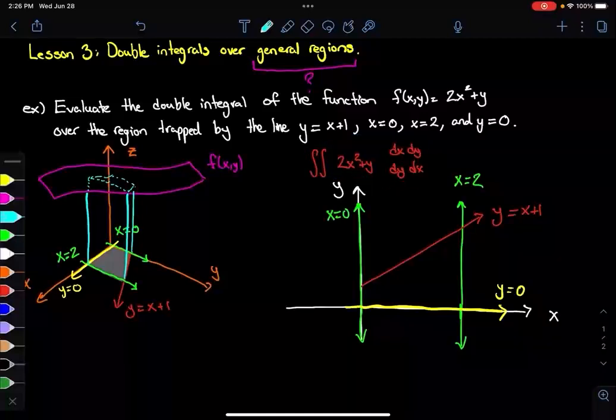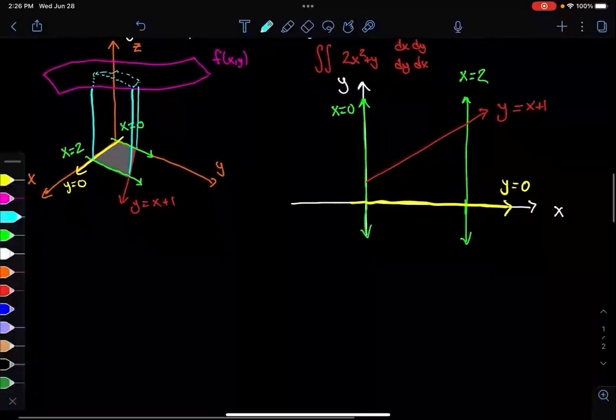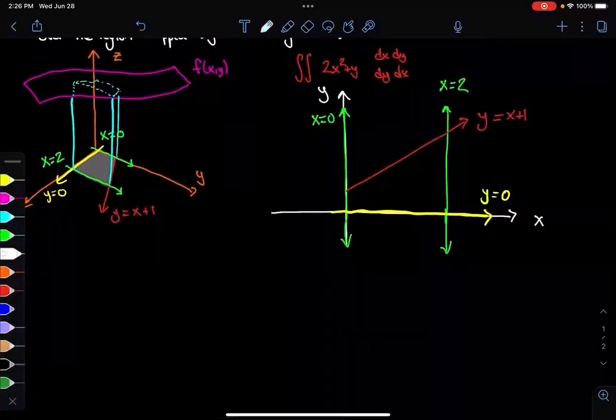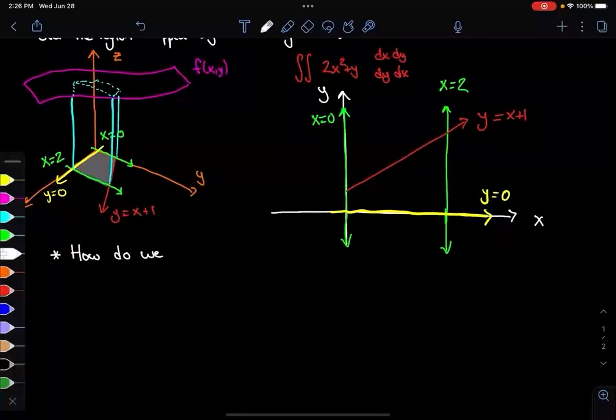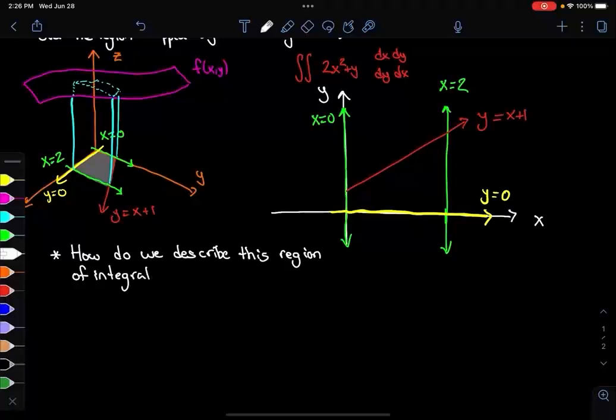And so what this question really boils down to is, how do we describe this region of integration in terms of x and y? How do we go about doing this?